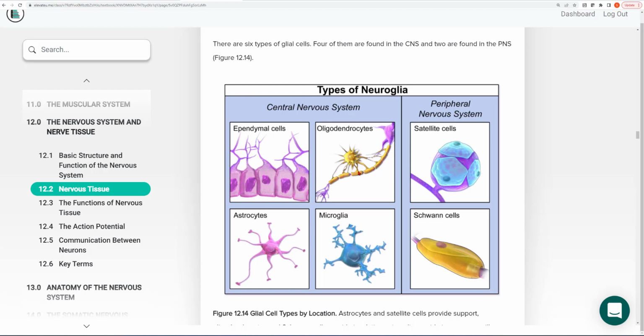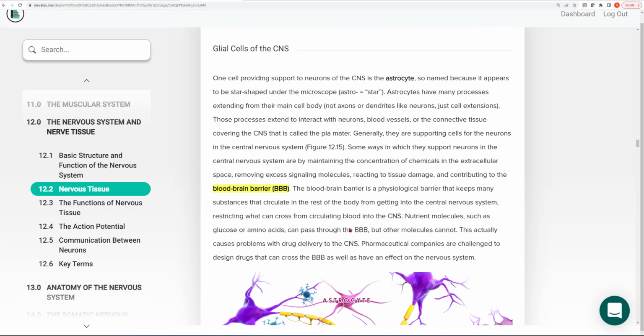Now this axon must be in the CNS. So this axon is in the brain or in the spinal cord. These cells do not coexist. Oligodendrocytes make myelin only in the CNS. Schwann cells make myelin only in the PNS. That's all I'm going to say about those cells.